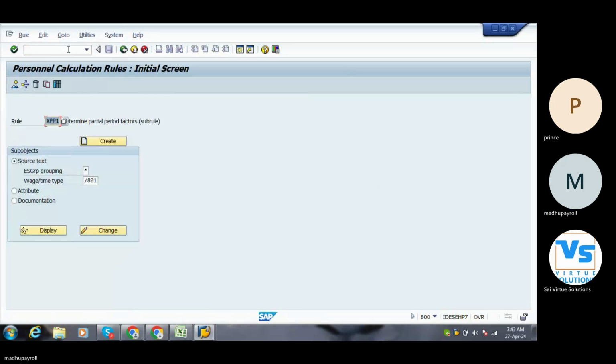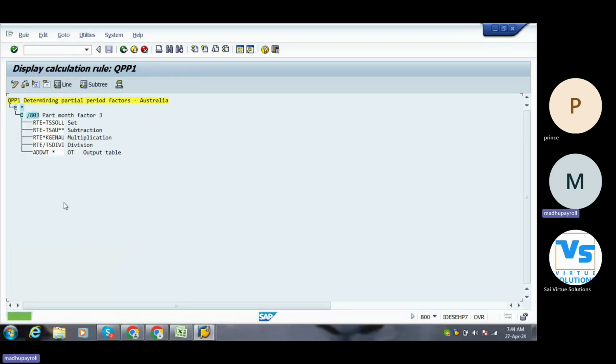XPP1, or QPP1 is also there in the system. It is also there for Australia. There is no difference, but they didn't specify it there. So you can check it.